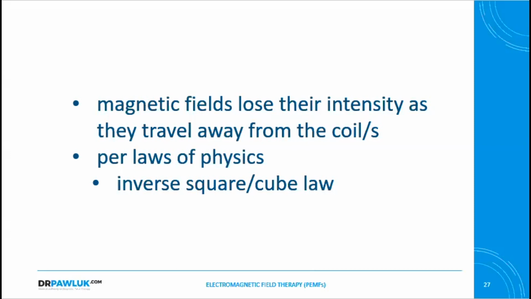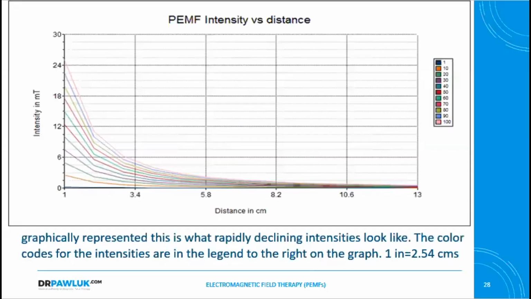Now, magnetic fields lose their intensity as they travel away from the coils, from the applicators. Based on the laws of physics, it's called the inverse square law, or the inverse cube law. The inverse cube law applies to a volume, measuring a magnetic field in a volume, whereas the inverse square law would tell you what the magnetic field is at a point away from the coil. As I mentioned, magnetic fields drop off in intensity very rapidly as you move away from the emitter.